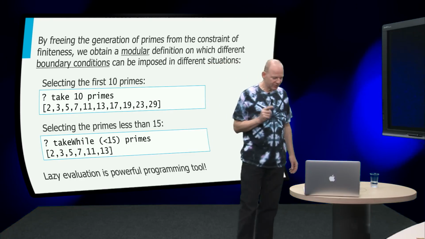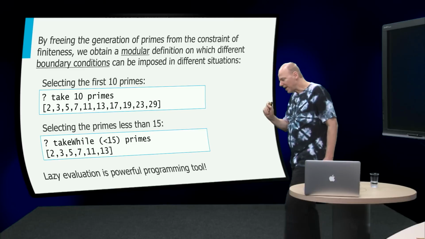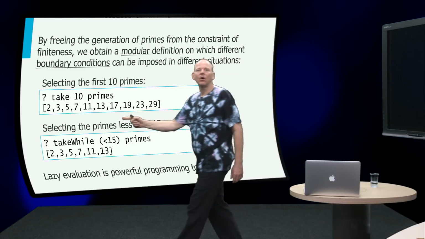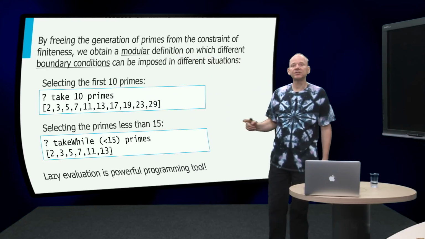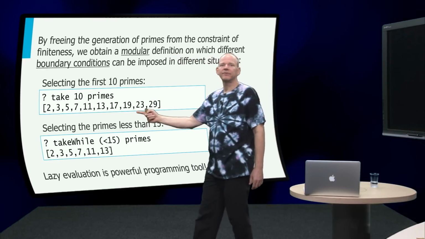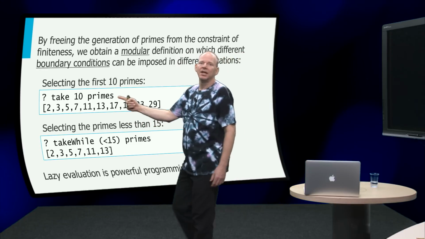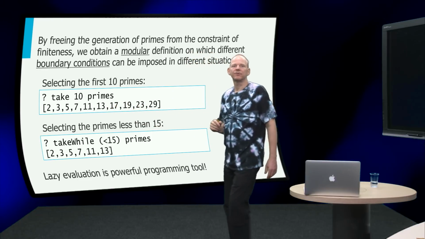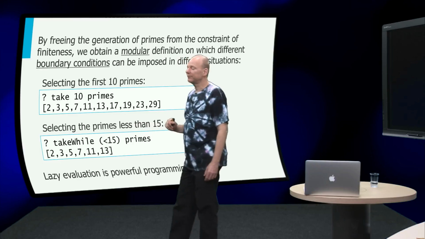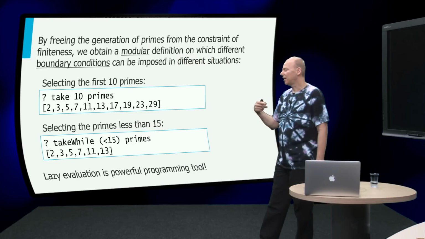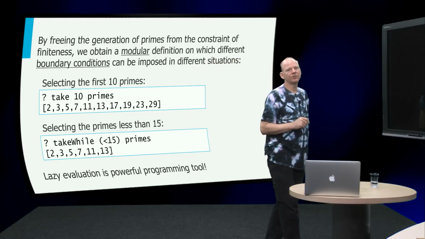Now, again, this is not really an infinite list, it's a recipe for generating an infinite list. So if we only take the first 10 prime numbers, this function will terminate and just give us the first 10 prime numbers. It won't first compute all prime numbers. No, it will just do enough work to give you the first 10 prime numbers. Or if we want to take the prime numbers that are less than 15, we can use takeWhile, and again, just enough work will be done to do that.